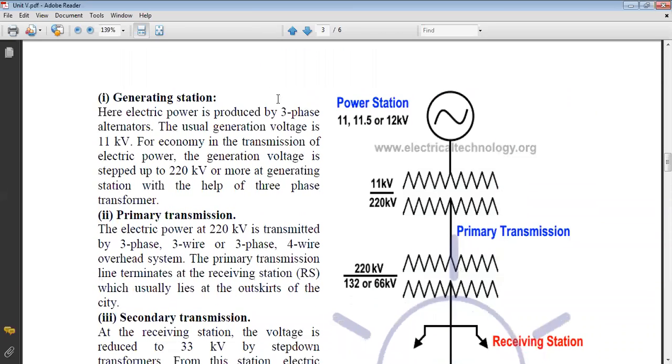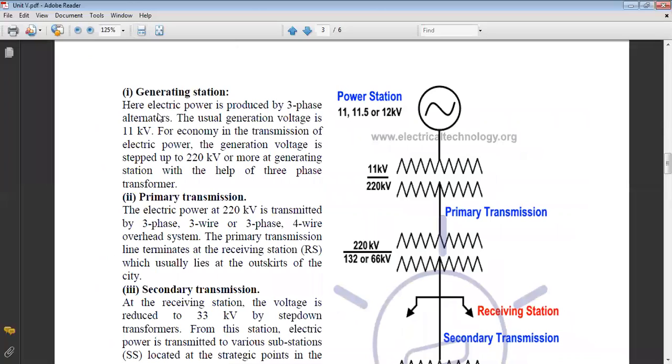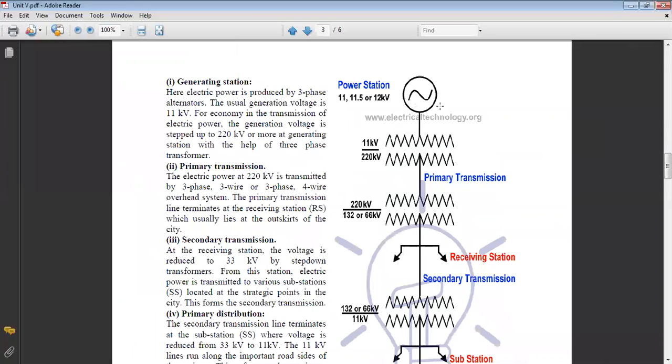The first part. The first thing is the generating station, at the upper level. Here the electrical power is being produced by a three-phase alternator. Clear? In this generating station, the electrical power is produced. The usual generation voltage is 11 kV. Clear? The usual generation voltage is 11 kV.